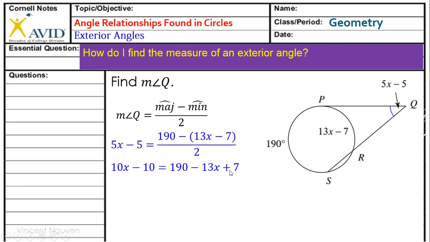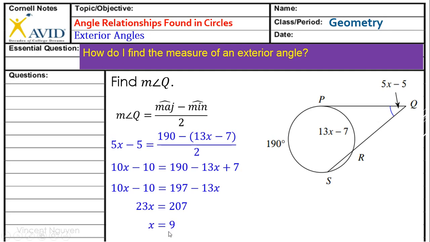All right, so now I'm going to combine like terms. 190 plus 7 is 197. And then now I'm going to add the 13x to the left-hand side and then add 10 to the right-hand side. So I'm sort of moving the terms to their respective sides, right? So I get 23x, and then over here I get 207. And then last step, I divide by 23 to get 9.